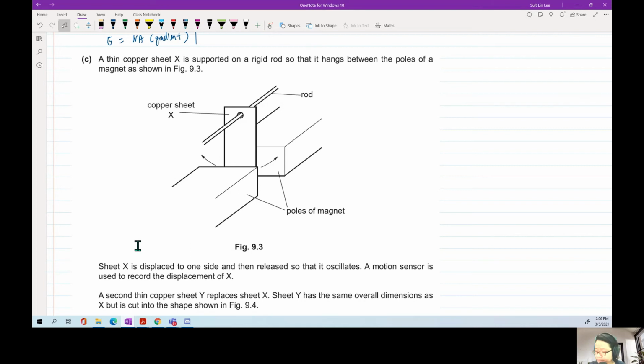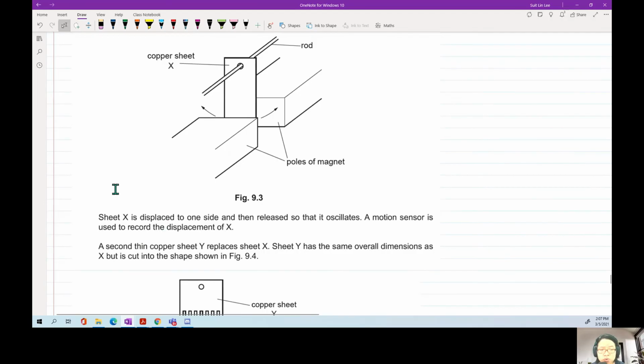Okay, part C. A thin copper sheet X is supported on a rigid rod so that it hangs between the pole of the magnet. Sheet X is displaced to one side and then it oscillates. A motion sensor is used to record the displacement of X. So my X is going to swing in and out.